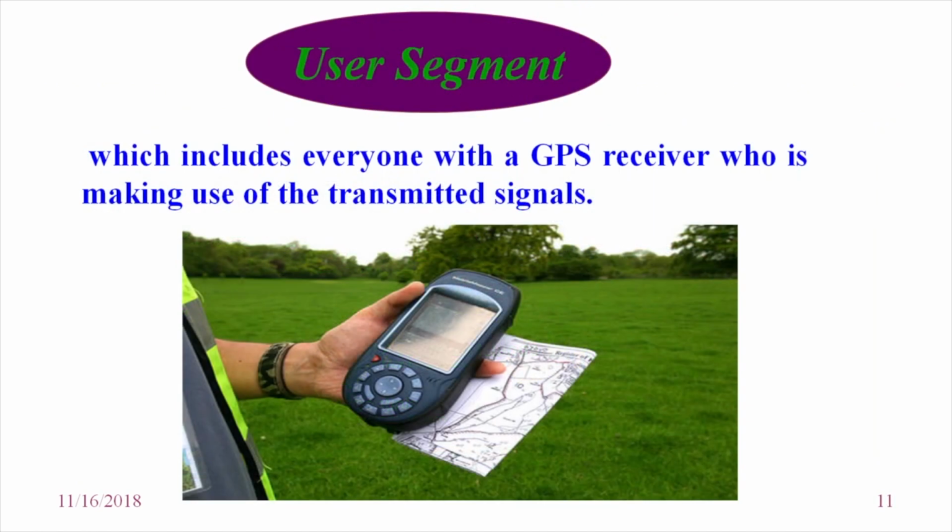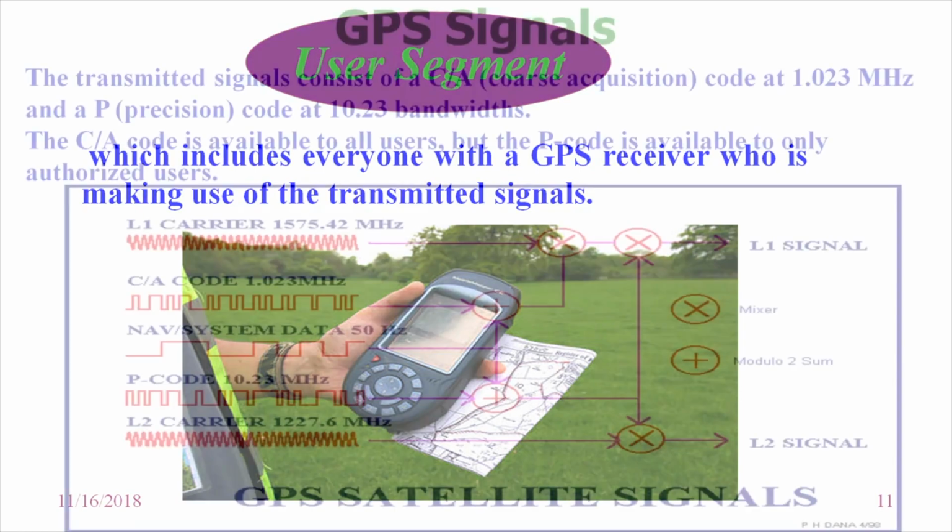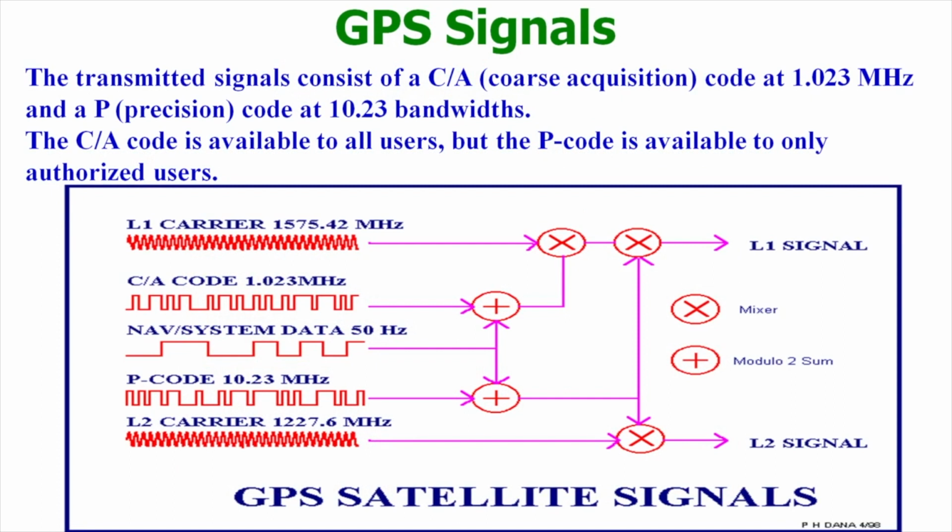The user segment, as I have said, is any GPS receiver. Nowadays, everywhere there is a GPS receiver, in a car, in a mobile. So anybody who has a GPS receiver is a user. What are the important GPS signals? I have talked about 2 basic signals, L1 and L2, but basically it has 5 signals: L1 carrier, C/A code, Navstar data, P code and L2 carrier. But these are all mixed to make the 2 important signals, L1 and L2, which we are using.